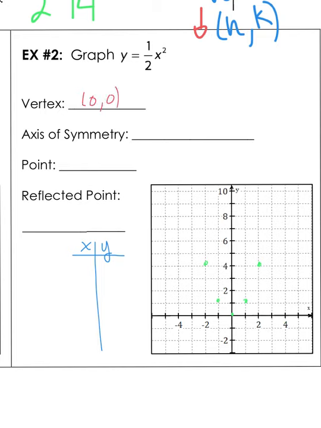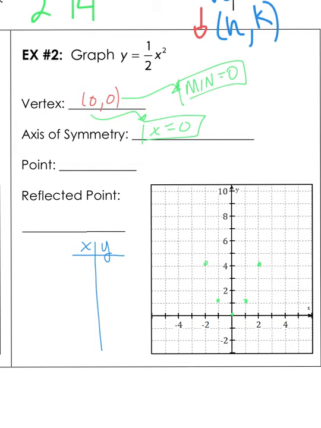Now remember, that vertex gives us two things. The x value gives me the axis of symmetry. The axis of symmetry is a vertical line, so it has to be x equals a number, and in this case it's the x value of the vertex. Then this tells us our max or min. Because I know my parabola is going to open up, because a is positive, I have a minimum value, and the minimum value is the y value of the vertex. So in this case, that's 0. So those are the two things that I get from the vertex. Now the point and the reflected point we'll find after we graph it.